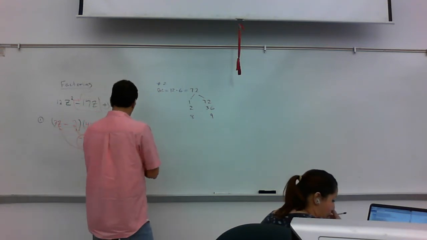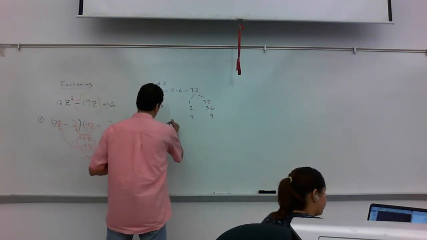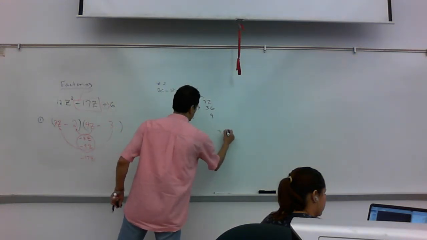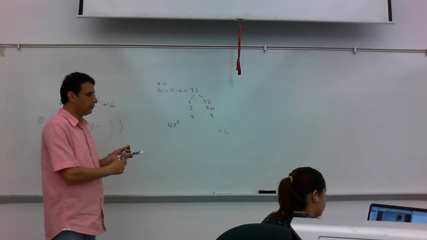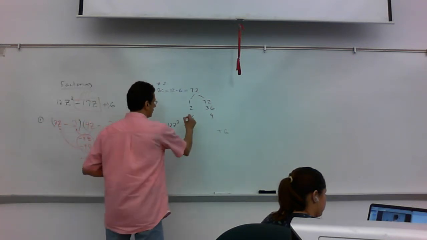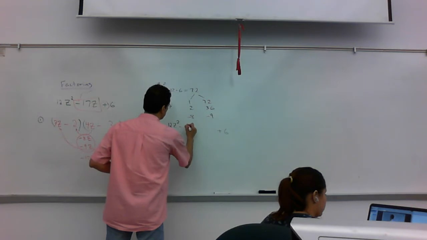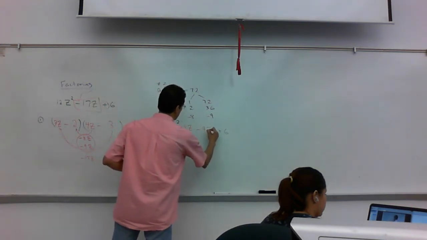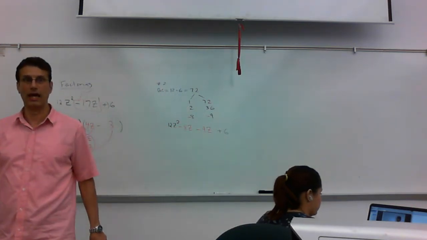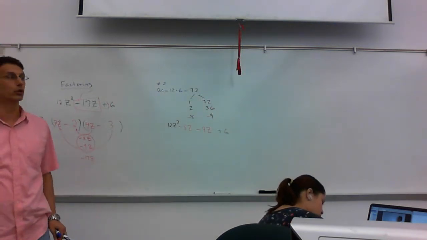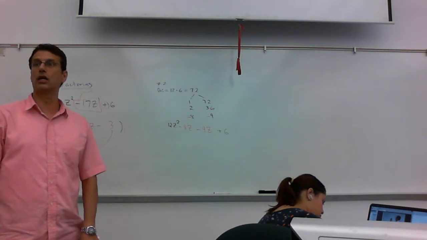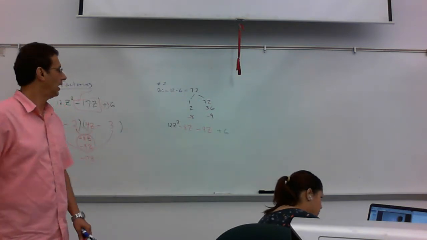Let me write this. 12z squared and plus 6. So what goes in between? In between, negative 8z and negative 9z. Do you see that? Why negative? Because it's negative 17z. We could go with positive or negative. We choose the negative because the b is negative.